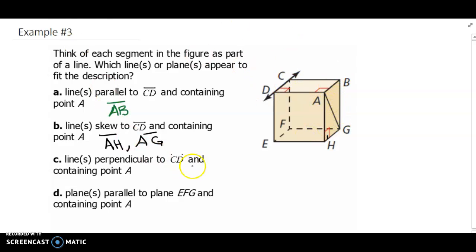Okay, so part C says it's perpendicular to CD and contains point A. Well, the only thing perpendicular to CD and containing A would be this line right here, which would be AD.